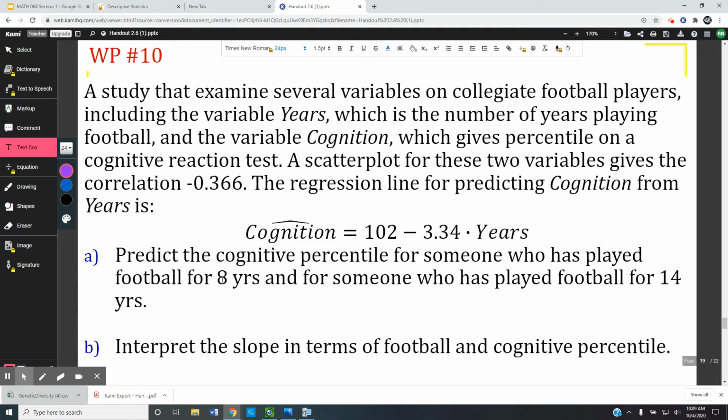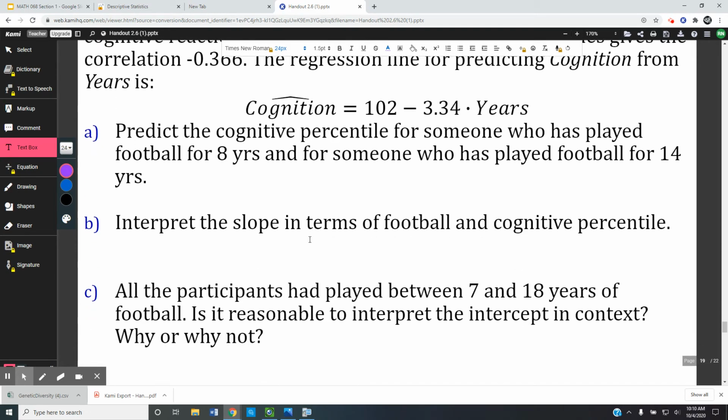The regression line for the 366 tells you it's a negative correlation, not by 366. The regression line for predicting cognition from years is: cognition, that's your prediction, is equal to 102, that's your starting position, minus 3.34 times every number of years. Okay, so predict the cognition percentile for someone who has played football for 8 years.